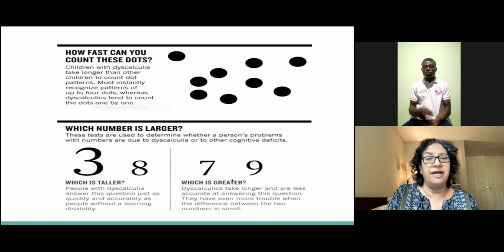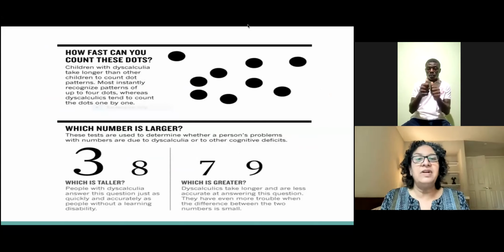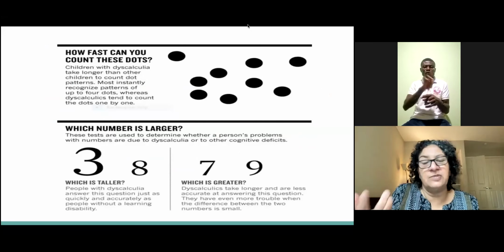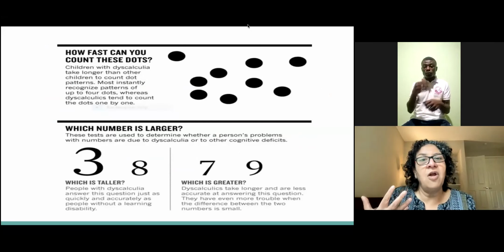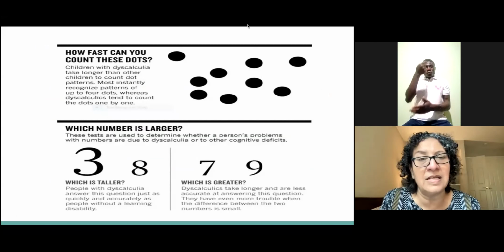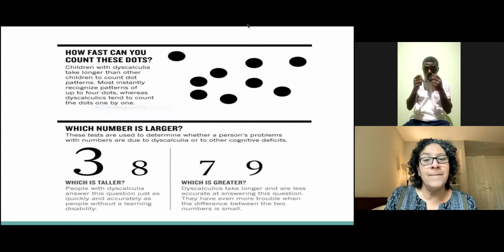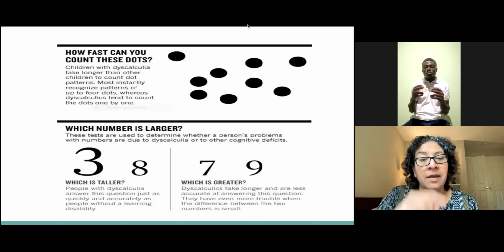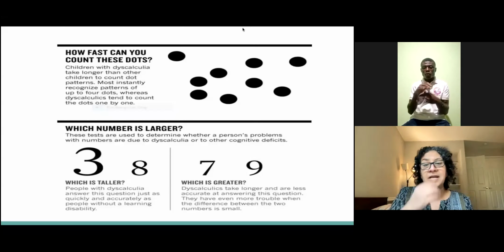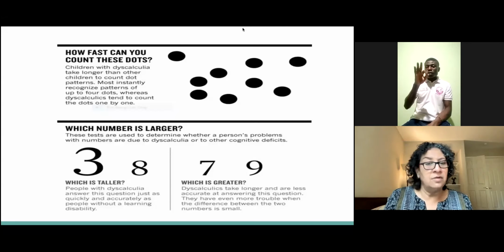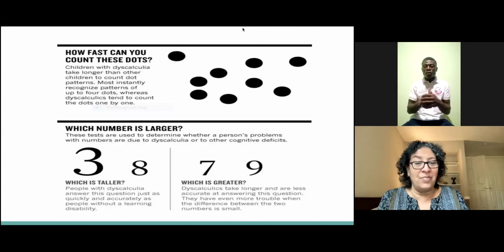Here again, if we ask the children how fast they can count these dots, children with dyscalculia take longer than other children to count dot patterns. They may lose their place. They don't have a challenge with the visual aspect, and visual acuity is correct, but they may have a challenge in how they start from one end, and they may lose their place. So again, visual processing. Which number is larger, out of 3 and 8, 7 and 9? Whichever appears bigger might be the bigger number for them.